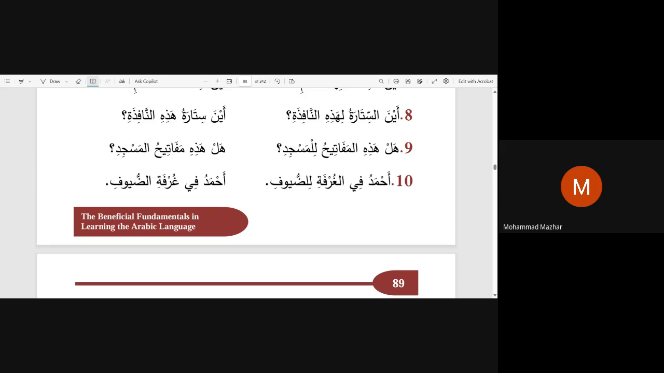Number 9. هل هذه المفاتيح للمسجد؟ What does that mean? Are these keys for the masjid? Right. Now, why is it هذه? Why is هذه feminine? Right, because keys is plural. Very good. You have to know that.